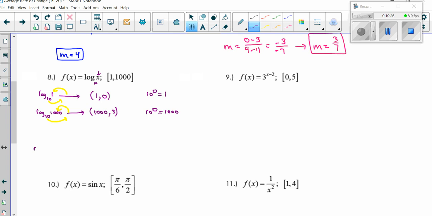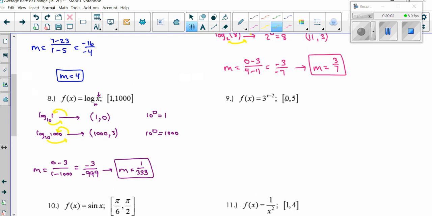Okay, so I can use those coordinates now to find my average rate of change. So I'm going to do 0 minus 3, and I'm going to do 1 minus 1,000, which gives me negative 3 divided by negative 999, which can simplify to positive 1 over 333. So I can divide each of those by 3, and this would be my simplified answer. Okay, so everything we've done so far hasn't needed a calculator yet. I believe this one might though.